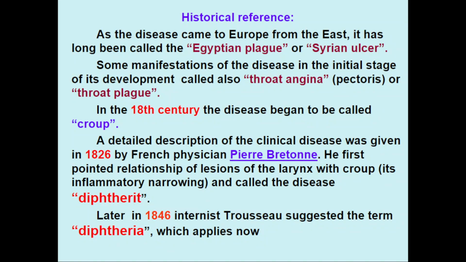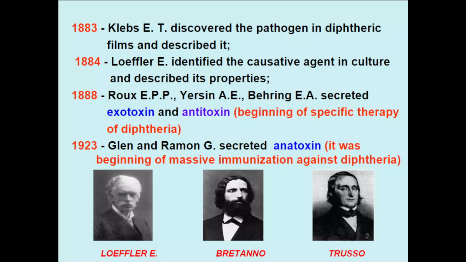Historical reference. As the disease came to Europe from the east, it has long been called the Egyptian plague or Syrian ulcer. Some manifestations of the disease in the initial stage of its development were called ulcerous throat, angina pectoris, or throat plague. In the 18th century, the disease began to be called croup. A detailed description of the clinical disease was given in 1826 by the French physician Pierre Bretonneau. He first pointed out the relationship of lesion of the larynx with croup, its inflammatory narrowing, and called the disease diphtheria. Later, in 1846, the internist Trousseau suggested the term diphtheria, which applies now.